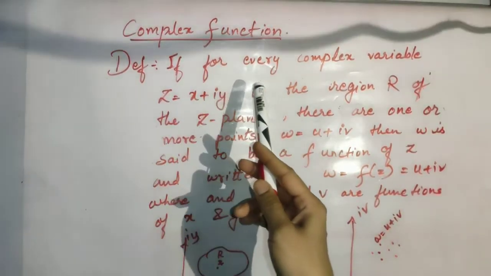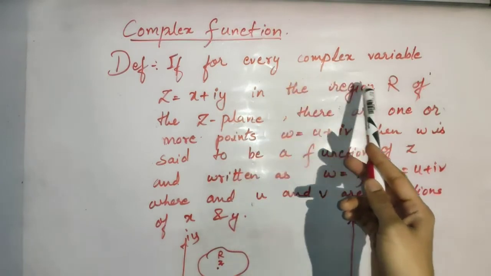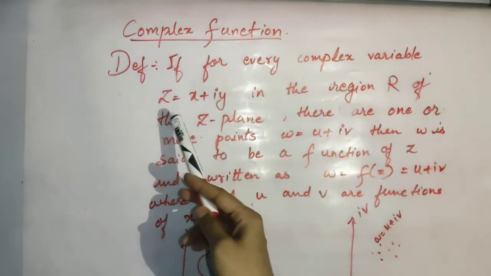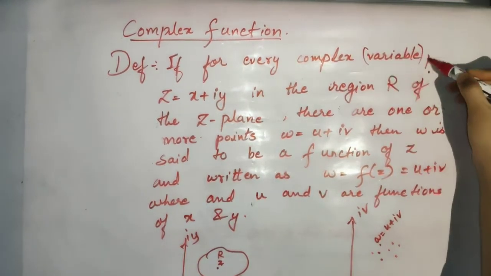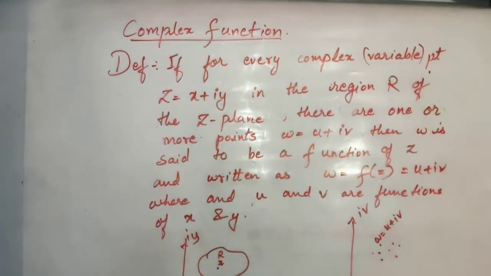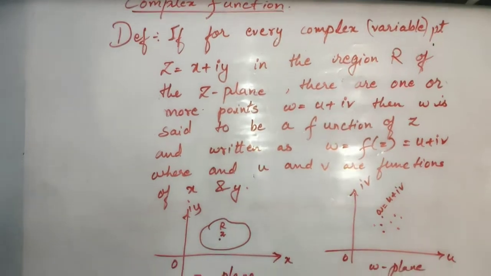So if for every point, or I should say a point or variable, because it's a region R, you have various points, so it represents the variable. So for every point in the region R of the form z is equal to x plus iy, I have shown it through the figure, it will be more clear to you.